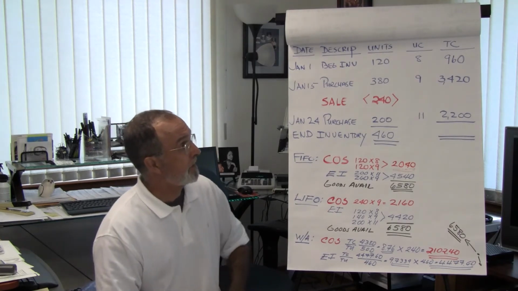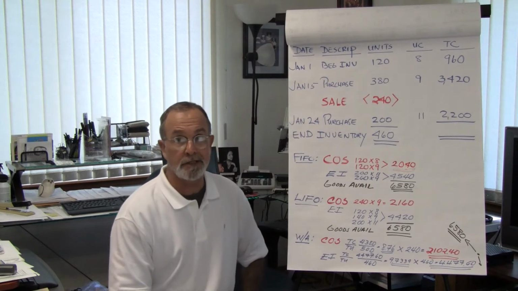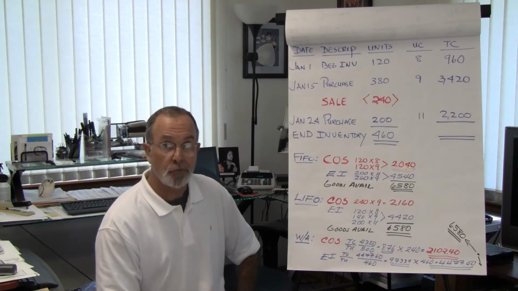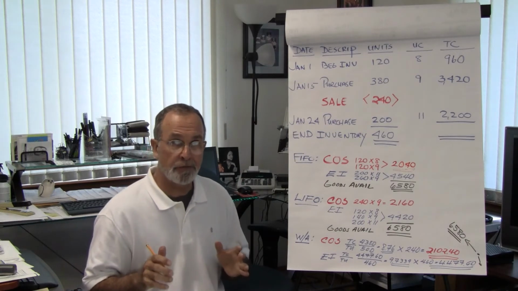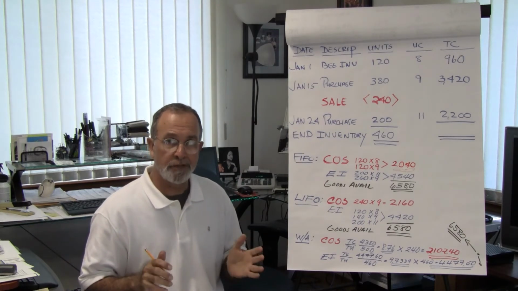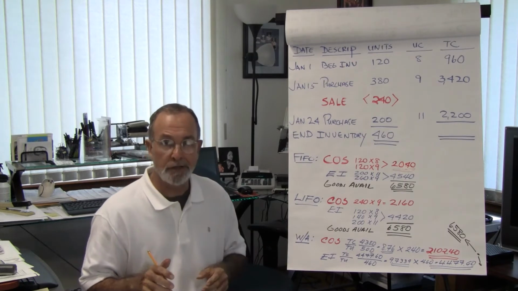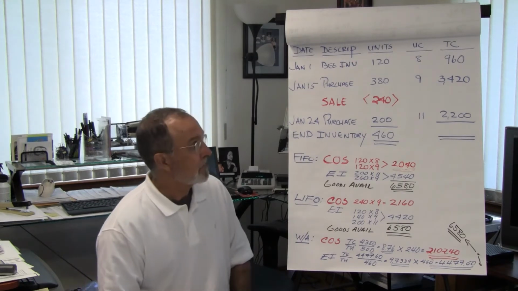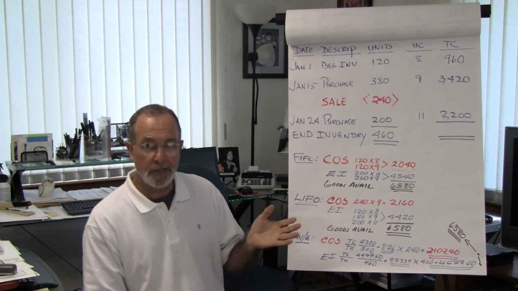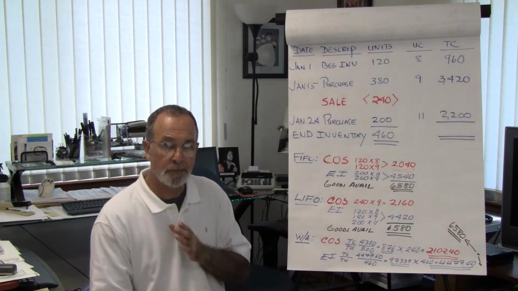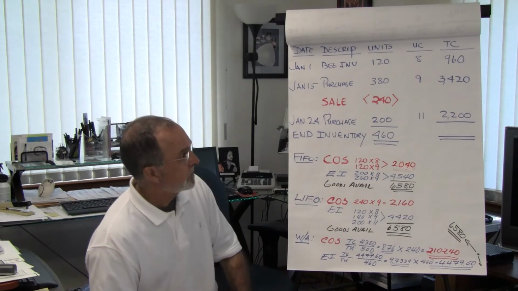This time we have switched to exercise E7-20, which is again the same material, same information from the previous exercise that we worked on, E7-5, except that we are switching now from the periodic inventory method to the perpetual inventory method.